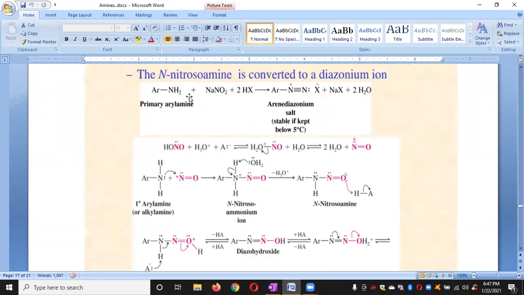Here, this is our amine, which is treated with sodium nitrite and HX, that is hydrochloric acid. That gives rise to a salt, or we can say ion, that is benzene diazonium ion, or you can say sodium salt of benzene diazonium ion, or you can say benzene diazonium salt. Okay, let's see the mechanism.